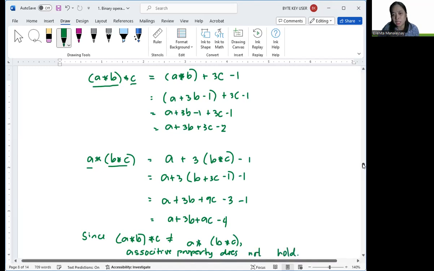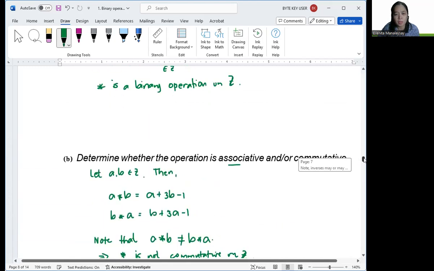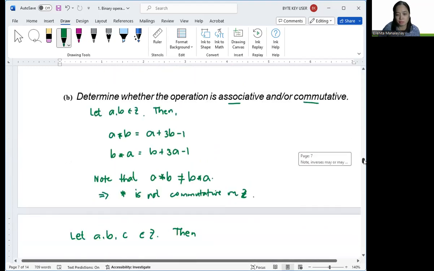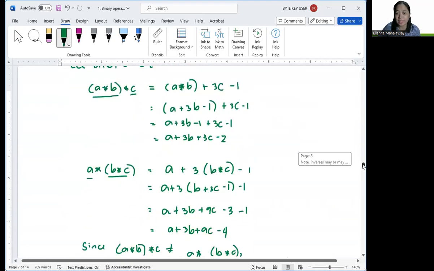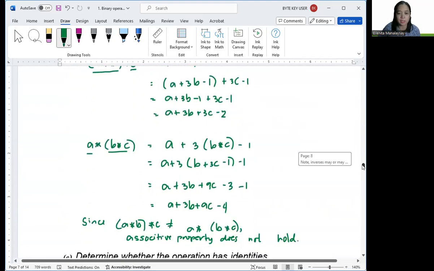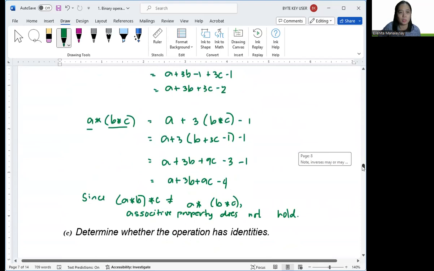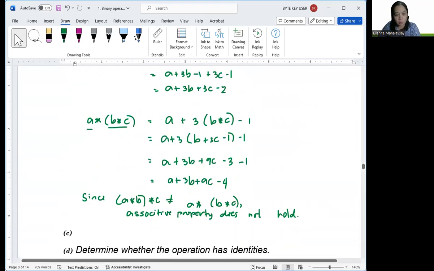So this means that the operation is not commutative and at the same time it's not associative. Okay? And it happens. It's not always the case that a given binary operation is commutative and a given binary operation is associative.